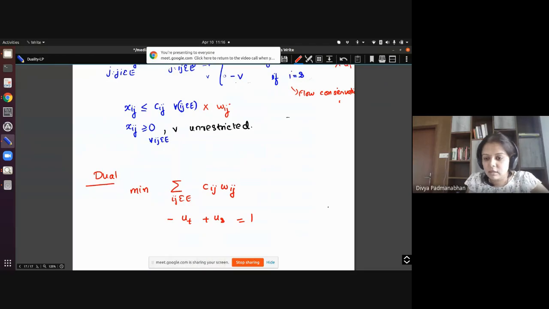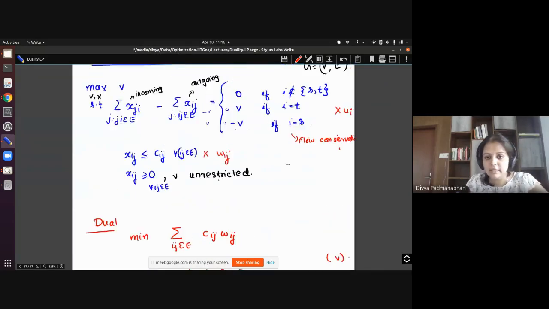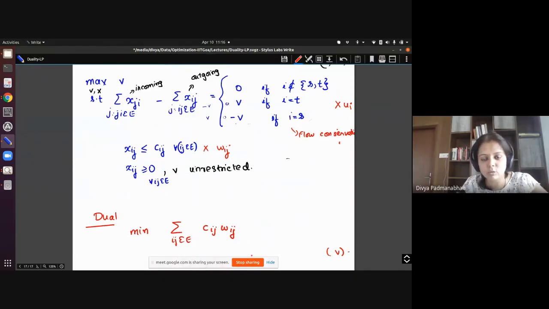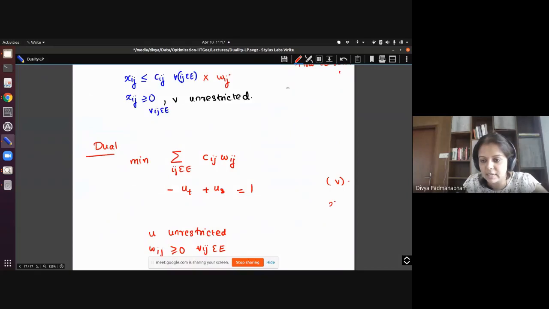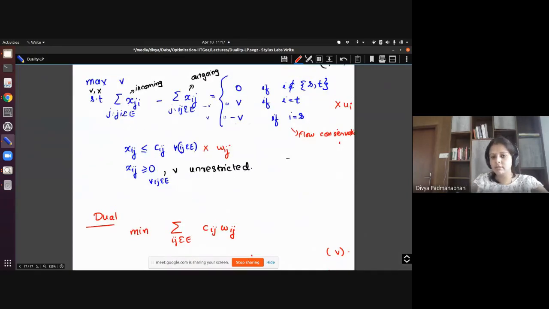So this was the constraint corresponding to v. And now the harder, seemingly complicated one: xij. Corresponding to xij, what are the constraints? What are the multipliers that you will have? Directly one thing you can tell: wij is going to come, right?